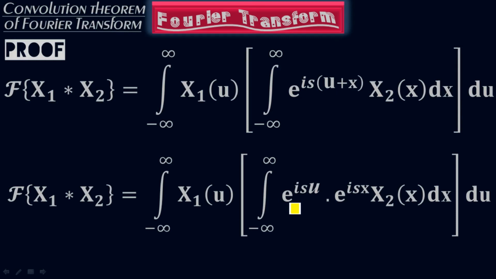Now to separate the terms, can I put e to the iota s u with x sub 1 of u? Yes, because my independent variable is u here, so I'm going to choose this term with a u. And I have to put e to the iota s x with x sub 2 of x, because its independent variable is x. So separate the terms with a u and the terms with the x. I'm going to bring e to the iota s u with x sub 1 of u and this du here as well, and x sub 2 of x times e to the iota s x times dx on one side.